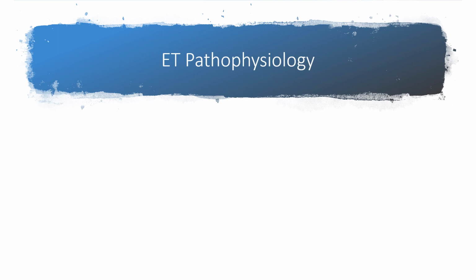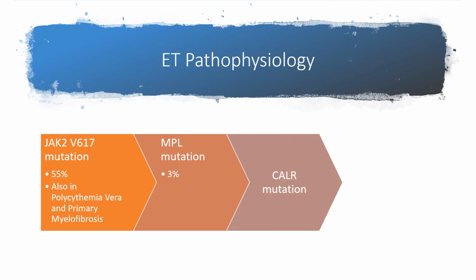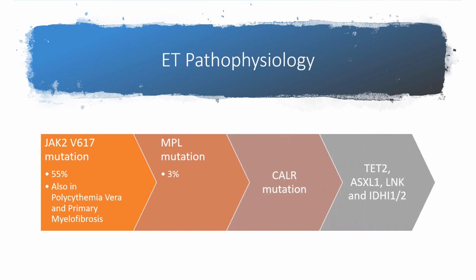Patients with essential thrombocythemia may carry the JAK2 mutation, the MPL mutation, the CALR mutation, as well as several other minor mutations. The JAK2 V617F mutation is seen approximately in 55% of patients with ET. JAK2 mutation may also be seen in other MPNs like polycythemia vera and primary myelofibrosis. MPL mutation are observed in 3% of ET patients. JAK2 and MPL mutations are known as the driver mutations for MPN.